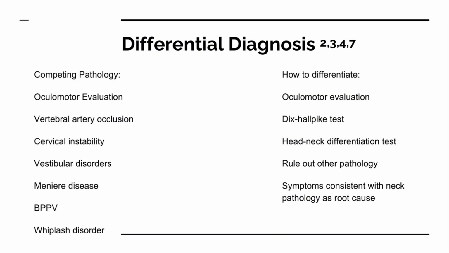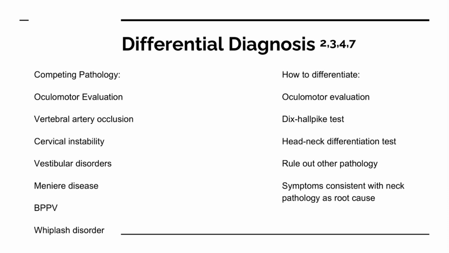Okay, so for differential diagnosis, as you see, we have pathologies for the oculomotor. As you stated before, the nystagmus was one of the signs. You don't want to get that confused with a cranial nerve disorder. Vertebral artery occlusion, for example, what that means is vertebrobasilar insufficiencies, cervical instabilities, vestibular disorders, Meniere's disease, BPPV, and whiplash disorder.